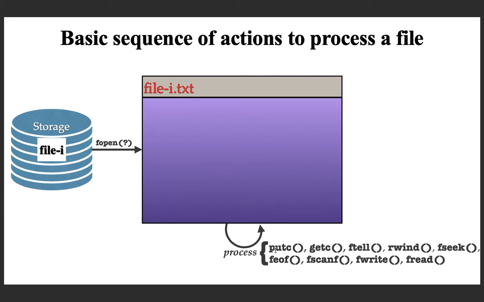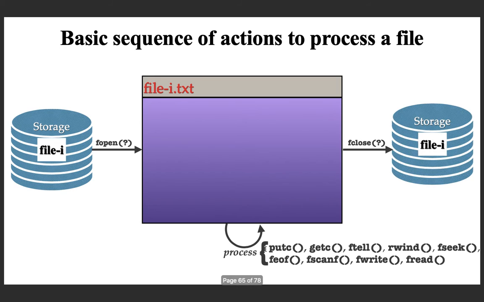Once you open, you can do all processing that you need. We will discuss each of these function calls in the next two lectures. Maybe you can add characters to it, you can add data, or you can delete data, you can modify data, whatever you want. And finally you have to close it. This is the basic sequence of operations on a file: you open it, then you process it, you can add or delete or modify, and finally close it.